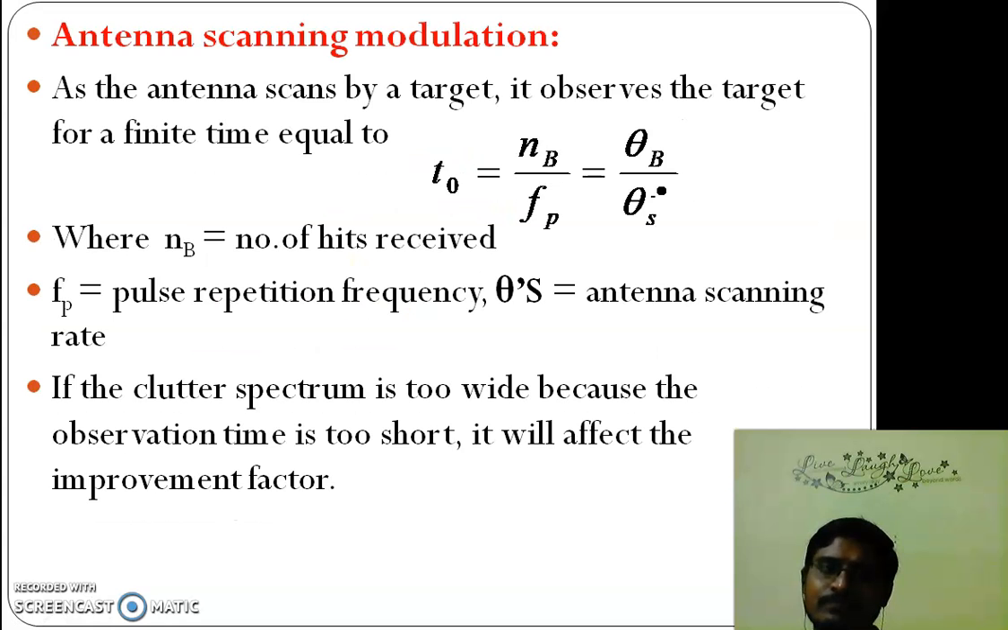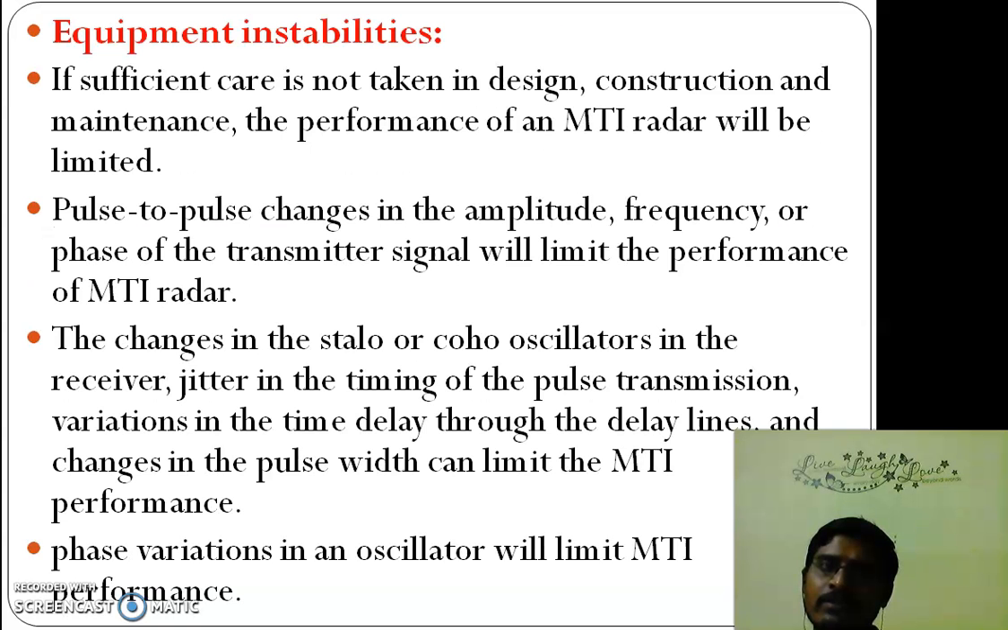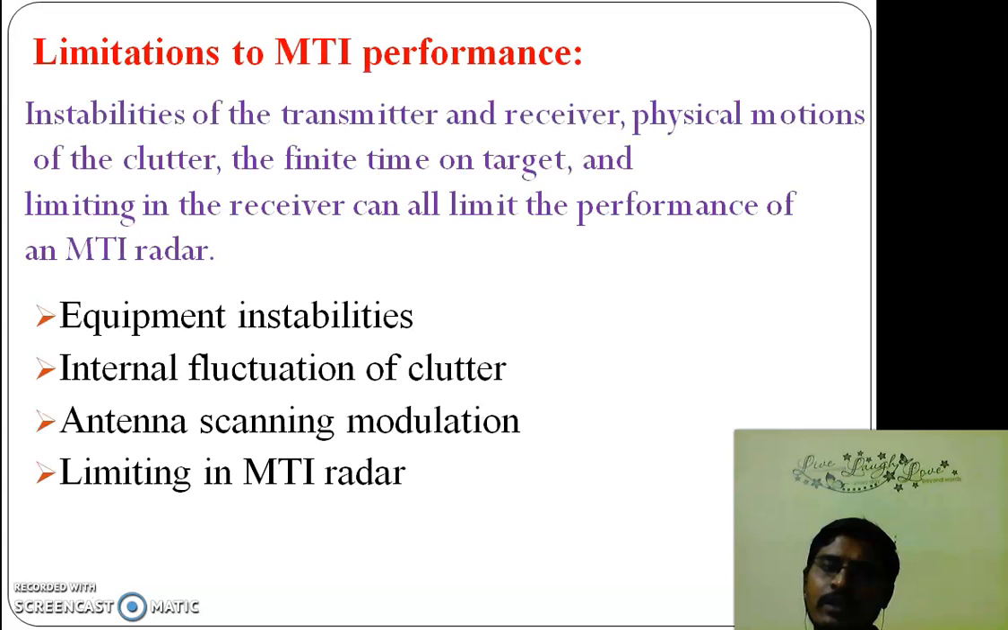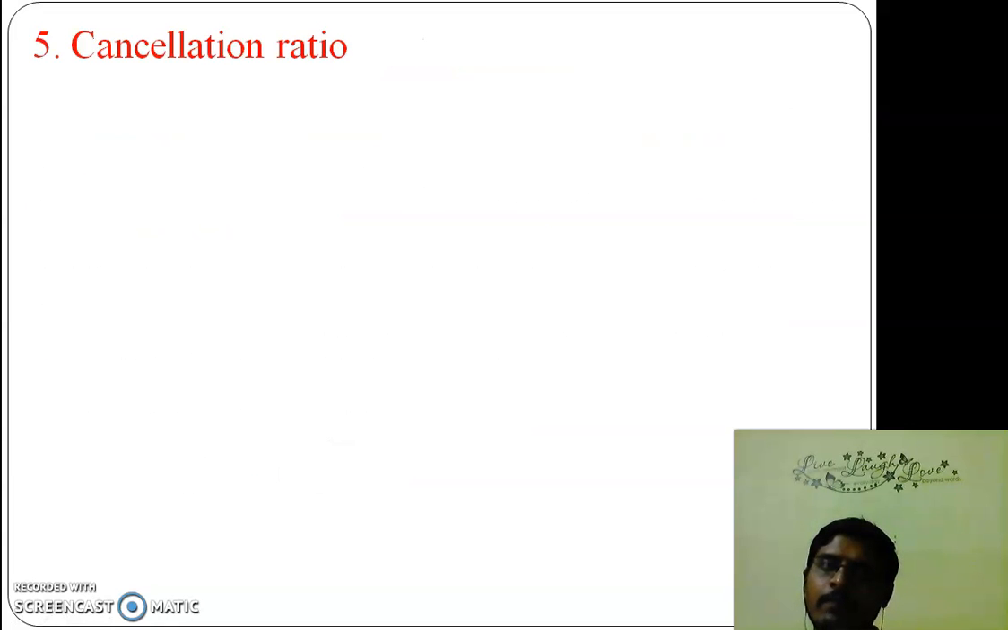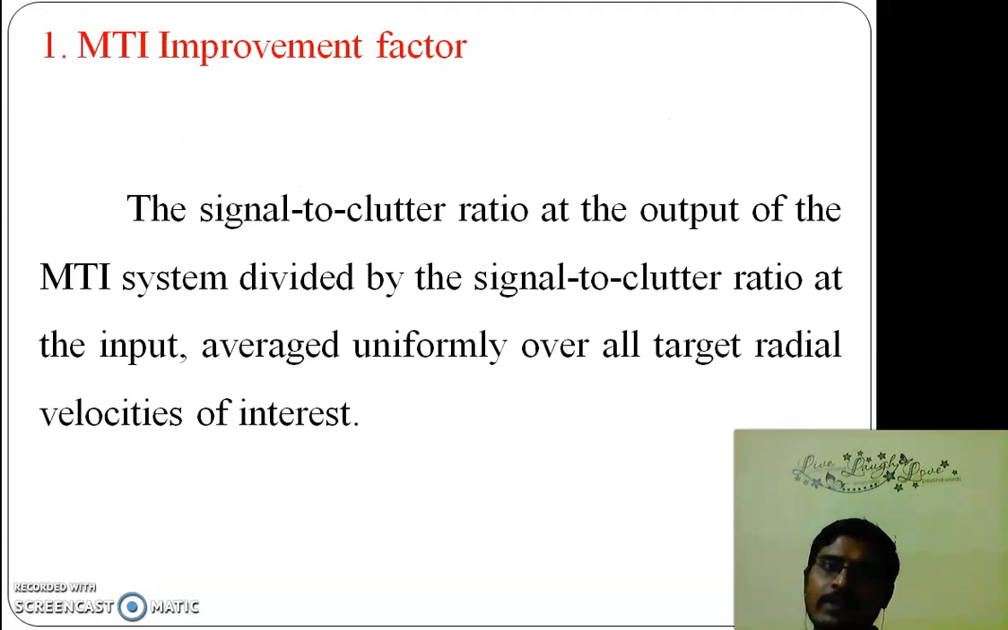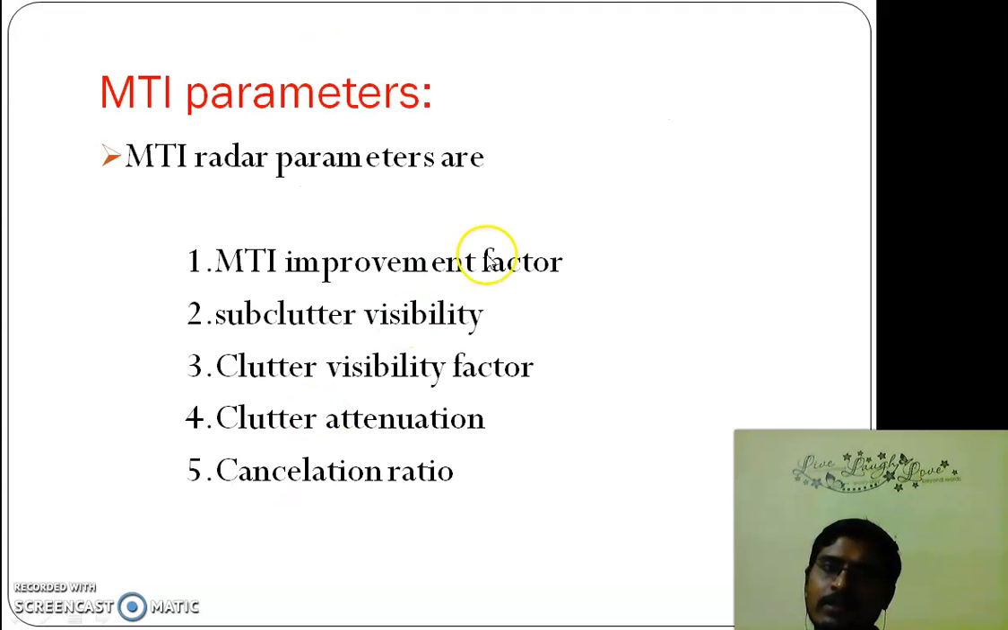Once again, here are the limitations: equipment instabilities, internal fluctuation of clutter, antenna scanning modulation, limiting in MTA radar. Similarly, MTA performance factors, the parameters of MTA radar, that are MTA improvement factor, subclutter visibility, clutter visibility factor, clutter attenuation, cancellation.